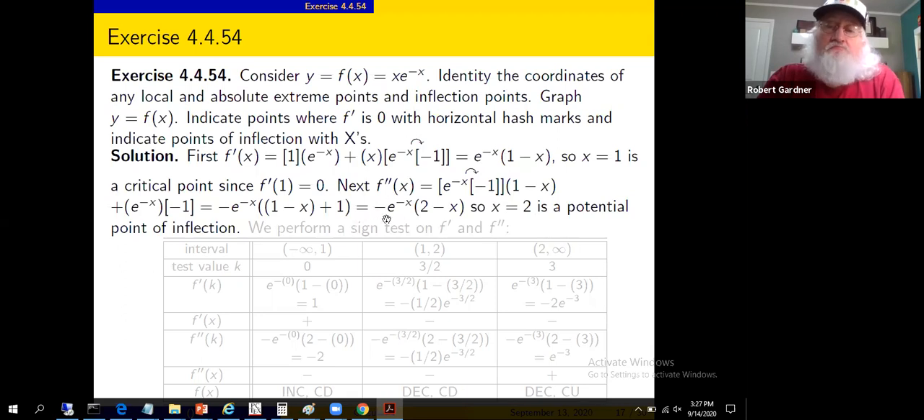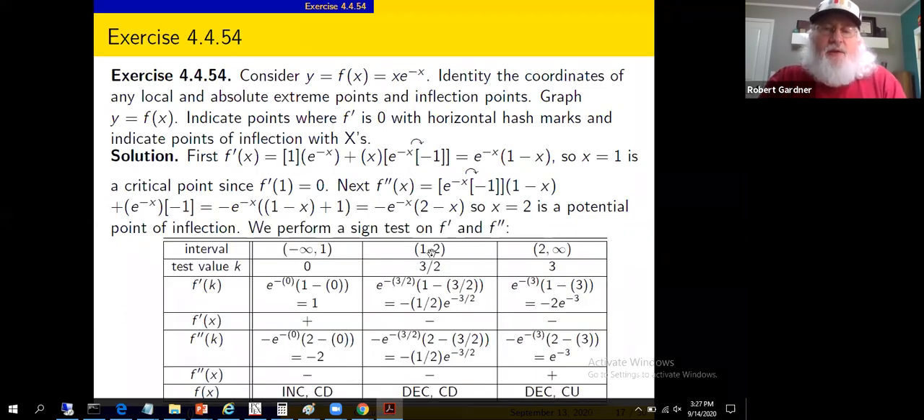Stuff over here, never 0. Domain of the function, all real numbers. And the domain of the derivative and the second derivative is all real numbers as well. There's no division by 0 or weirdness going on. But there are places where some things are 0, where the derivative is 0, x equals 1, and the second derivative is 0, x equals 2.